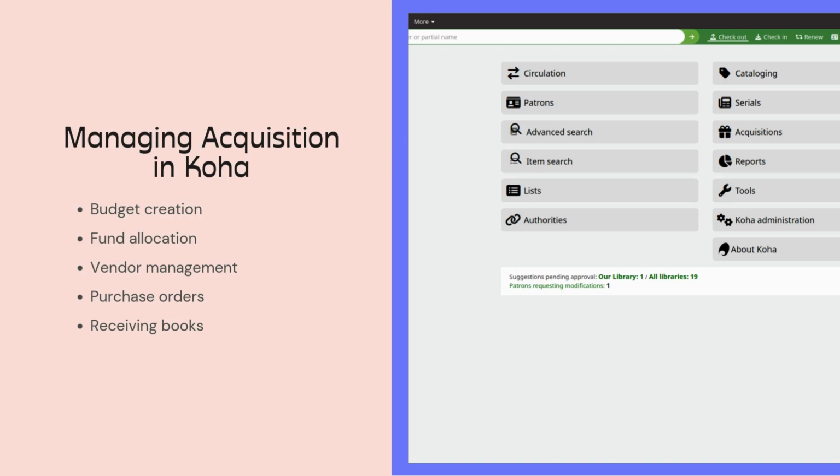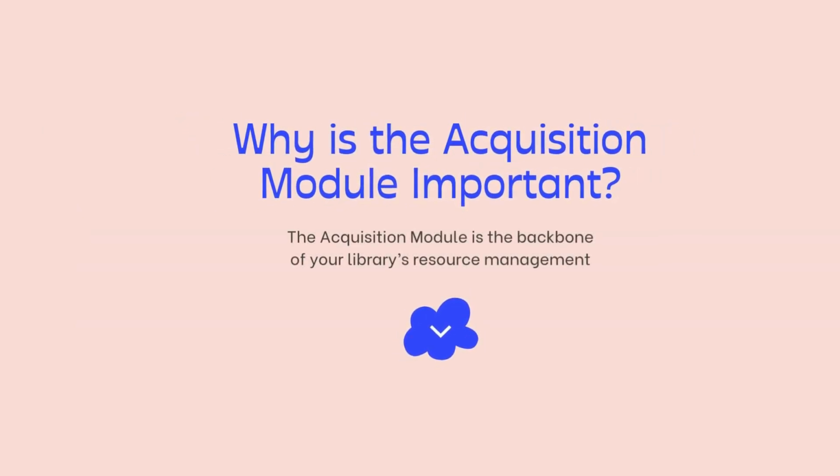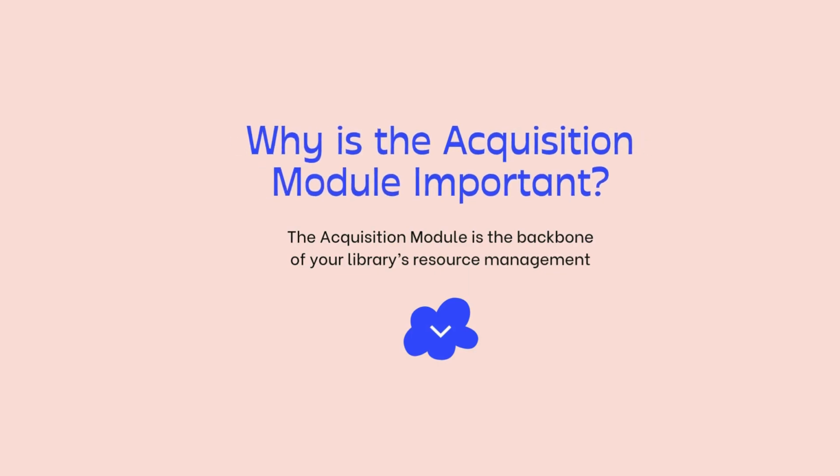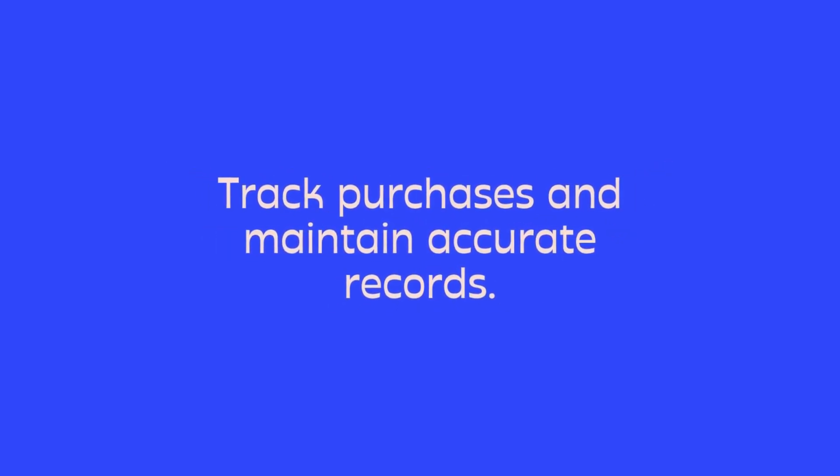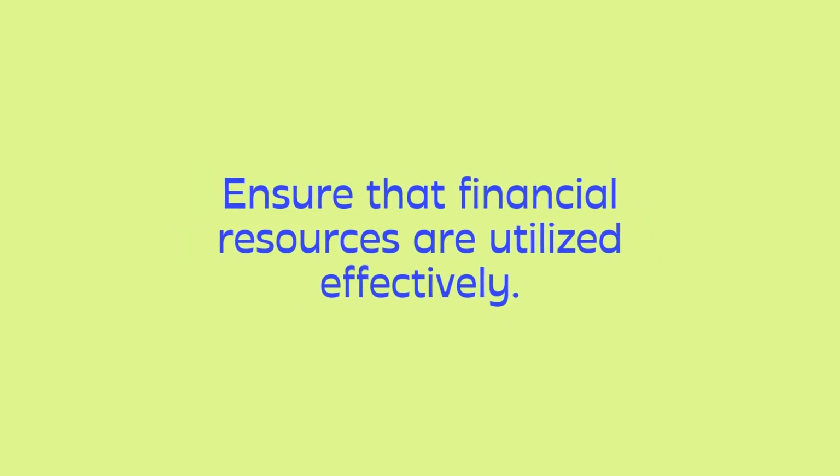Ready? Let's get started. Why is the acquisition module important? The acquisition module is the backbone of your library's resource management. It helps you manage budgets and funds efficiently, track purchases and maintain accurate records, ensure that financial resources are utilized effectively. In short, this module is your one-stop solution for managing the flow of resources into your library.